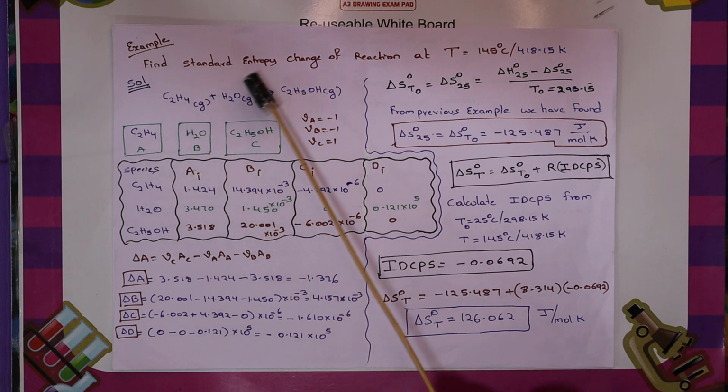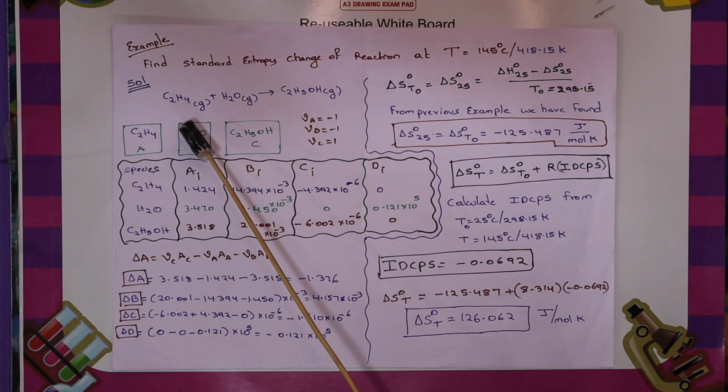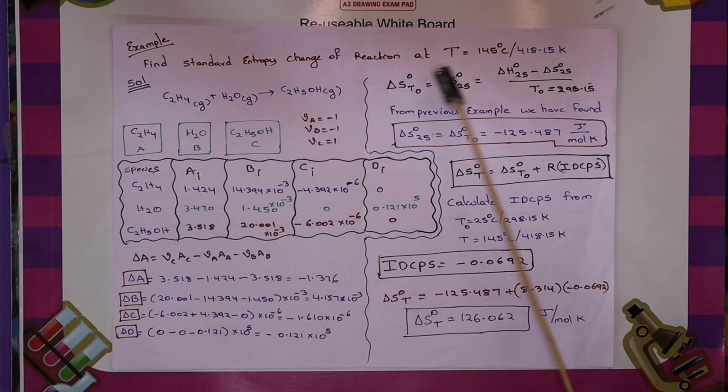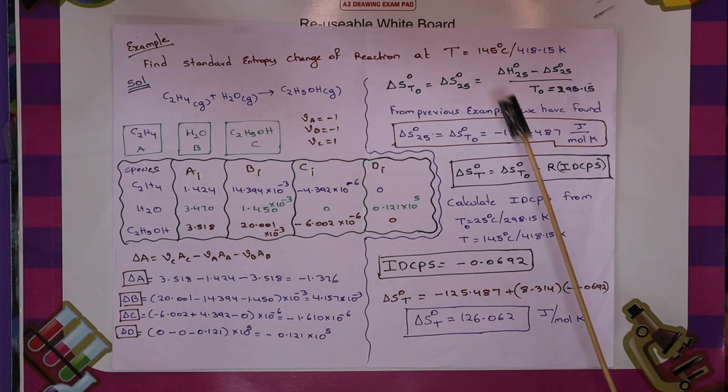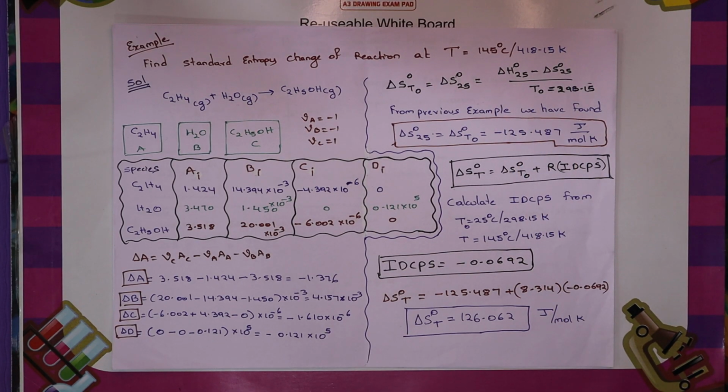Find the standard entropy change of the reaction at temperature T. Given the same reaction, ethylene plus water gives rise to ethyl alcohol. Now you have to compute it at temperature T equal to 145 degrees centigrade.